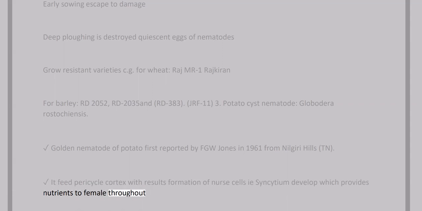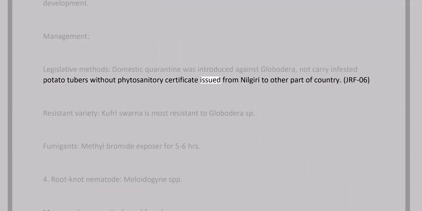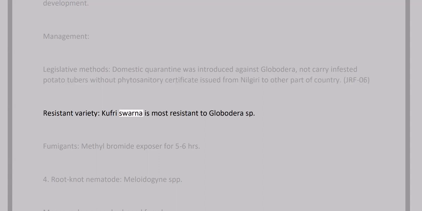Management. Legislative methods: domestic quarantine was introduced against Globodera, so infested potato tubers must not be carried to other parts of the country without a phytosanitary certificate issued from the Nilgiris. Resistant variety: Kufri Swarna is the most resistant to Globodera species. Fumigants: methyl bromide exposure for 5 to 6 hours.